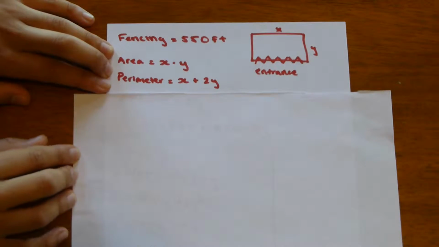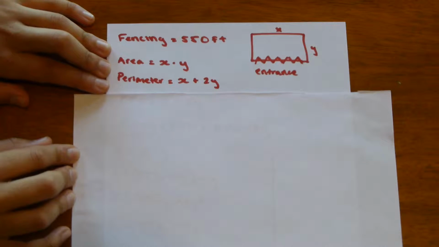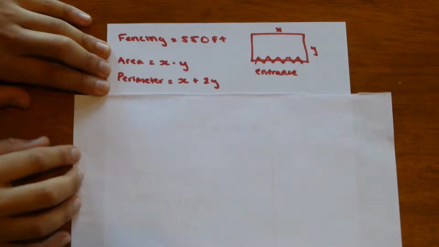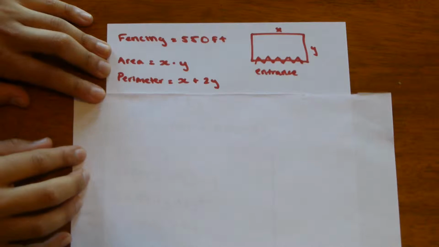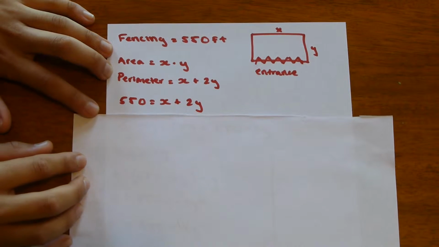So now we know that we have a maximum of 550 feet to use as our fencing. And we'll need two different constraint equations for this problem. Our area, which is our length times our width, or x times y, and our perimeter, which in this case, because I want one side open for people to enter, will be x plus 2y. Now using this, we can say that our maximum perimeter has to equal 550 feet, which means that 550 feet is equal to x plus 2y.